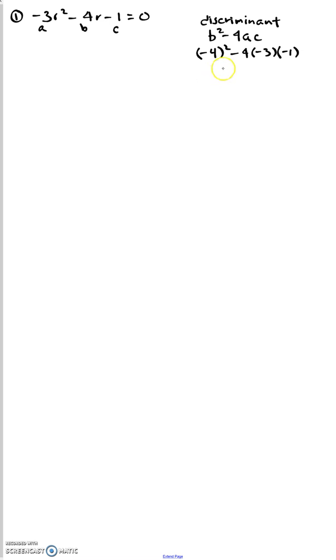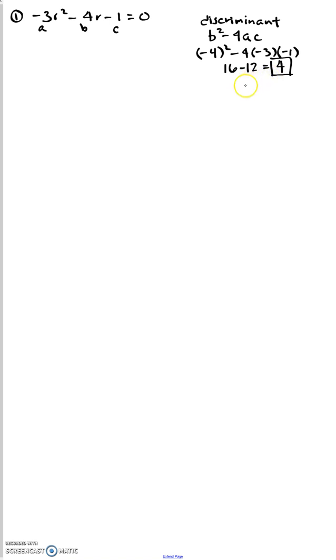And that gives us 16. And we have negative 4 times negative 3, that's positive 12. And then minus 1, times negative 1. And that's going to be just a negative 12 again. We have 3 negative signs, so it's going to end up being negative. So my discriminant is 4.